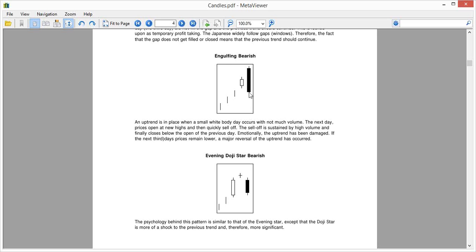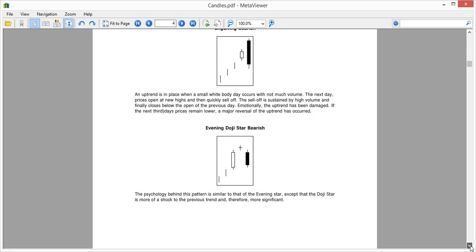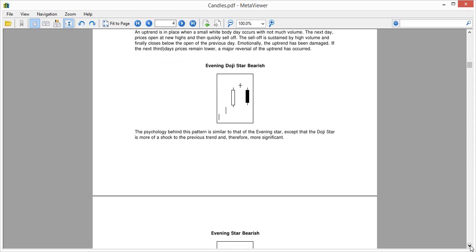Okay, it finished down. Okay, it finished below the previous open. Evening doji star, bearish. The psychology behind the pattern is similar to the evening star, except the doji star is more of a shock to the previous trend and therefore more significant. So the uptrend is stopped dead in its tracks.